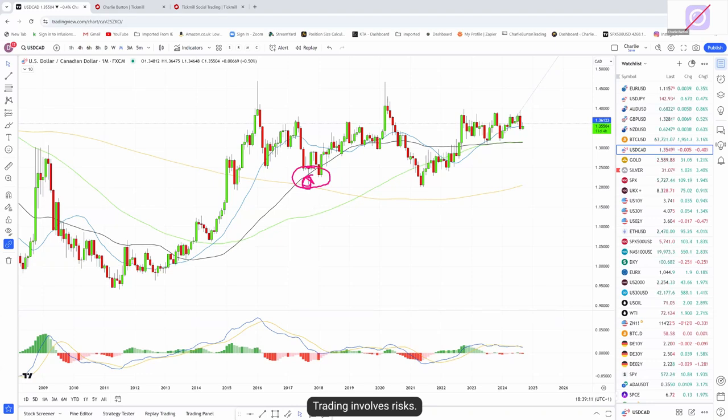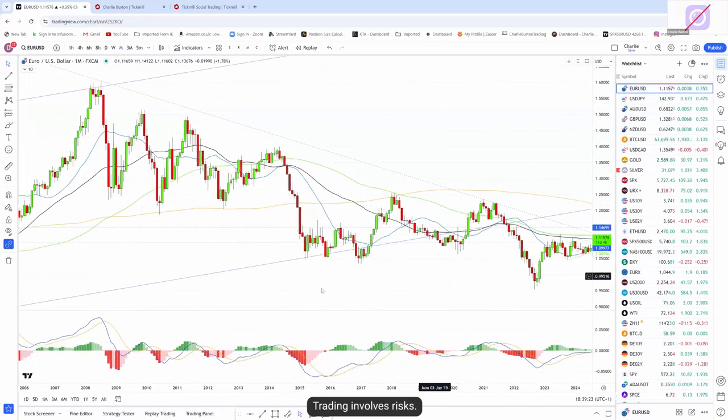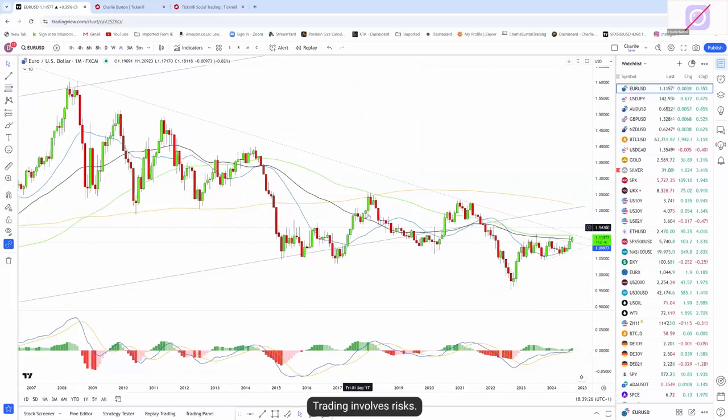Right, I'm going to give you another example. Same stuff again now. So here's another example. Euro dollar 2018. So first things first, 2018 is about where my cursor is. So this is on a monthly chart.